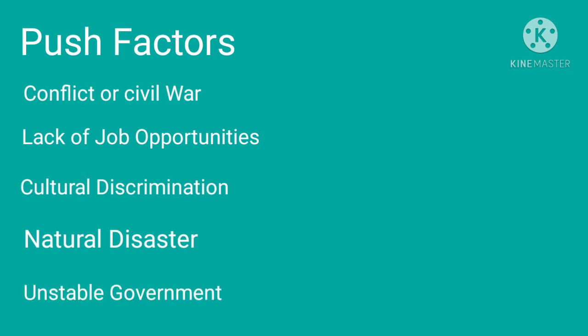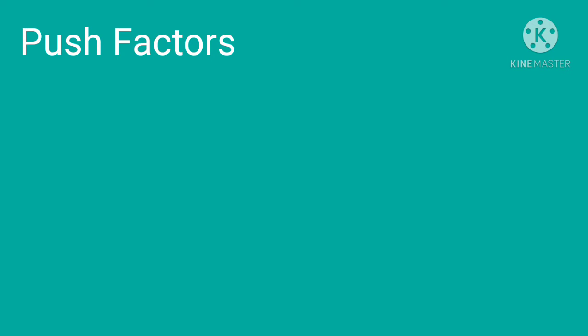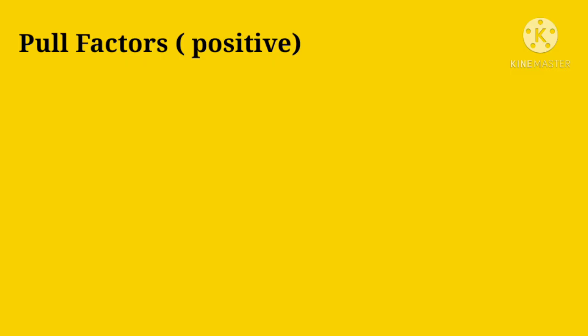Now the last push factor is unstable government. If the ruling government is not stable, there will be a number of fights and quarrels between the locals, and law and order will not be maintained, and in the whole country or maybe in the region there will be disputes and fights. In order to avoid that, people will migrate to another place or another region of the world.